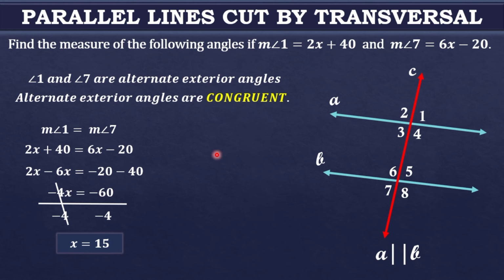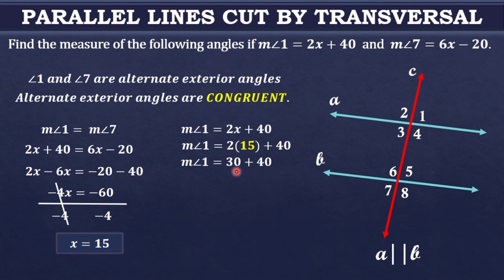So, let us solve for the measure of angle 1. Okay, kunin natin yung angle 1. So, that is 2x plus 40. Substitute natin yung nakuha nating value ni x. So, that is 2 times 15 plus 40. So, this is 30 plus 40. That is 70. Alright? So, i-check rin natin dito. So, dapat, since ang sabi dito, congruent sila, automatic, this is also 70.